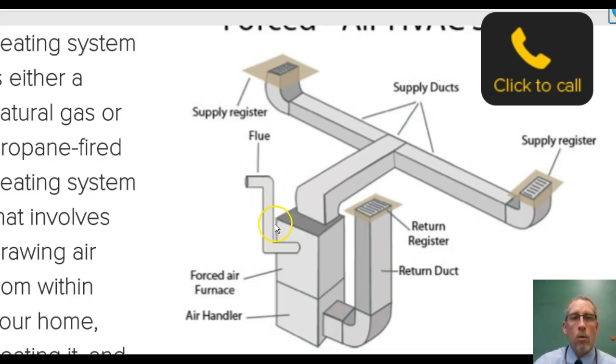In most older homes, you're going to see a pipe, maybe a metal pipe going up towards the chimney, and then it goes up and out through the chimney above the roof. So that's all the basic parts of every gas forced air furnace.